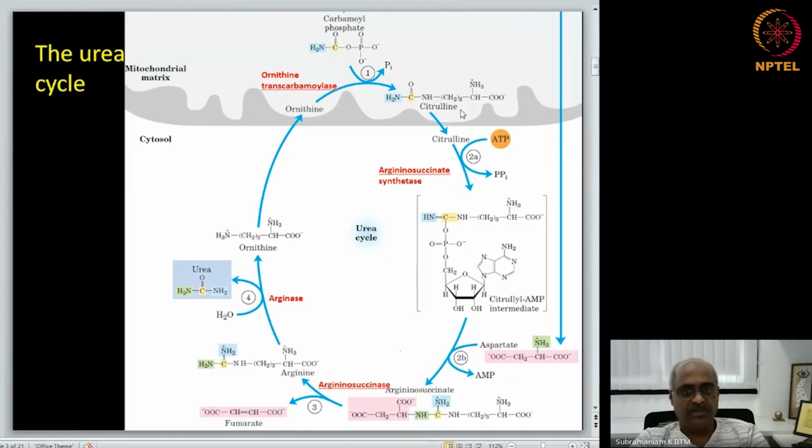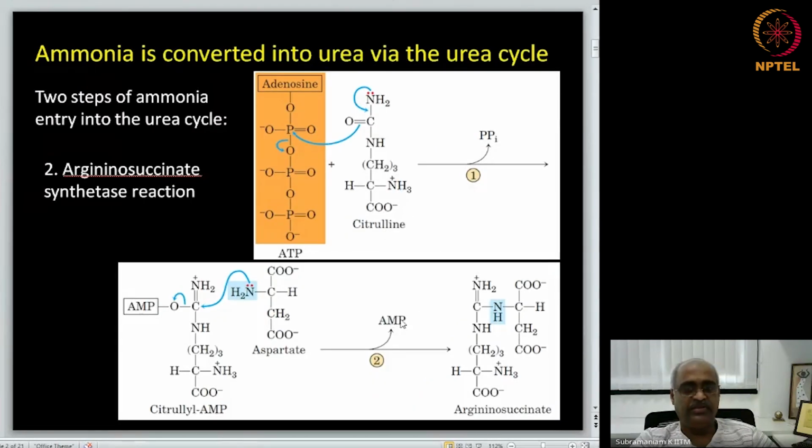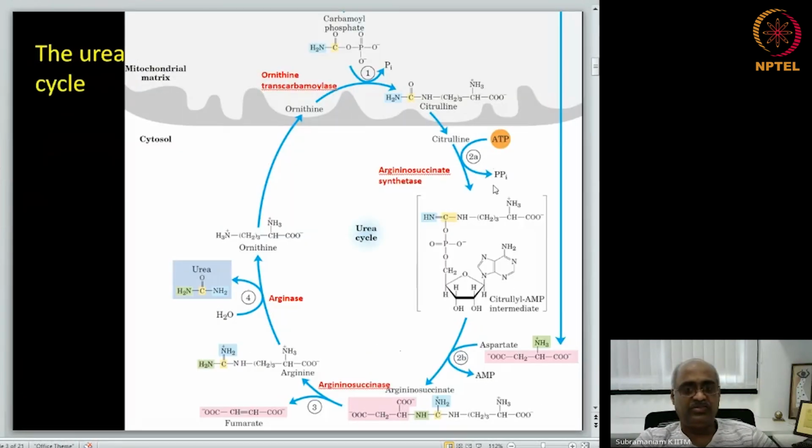This citrulline combining with aspartate to form argininosuccinate is what we just saw. So these 1 and 2 are actually the 2A and 2B reactions. This citrulyl AMP looks big simply because the AMP structure is drawn out. Otherwise, this is the adenine, ribose, and the phosphate. And this is the citrulyl moiety.